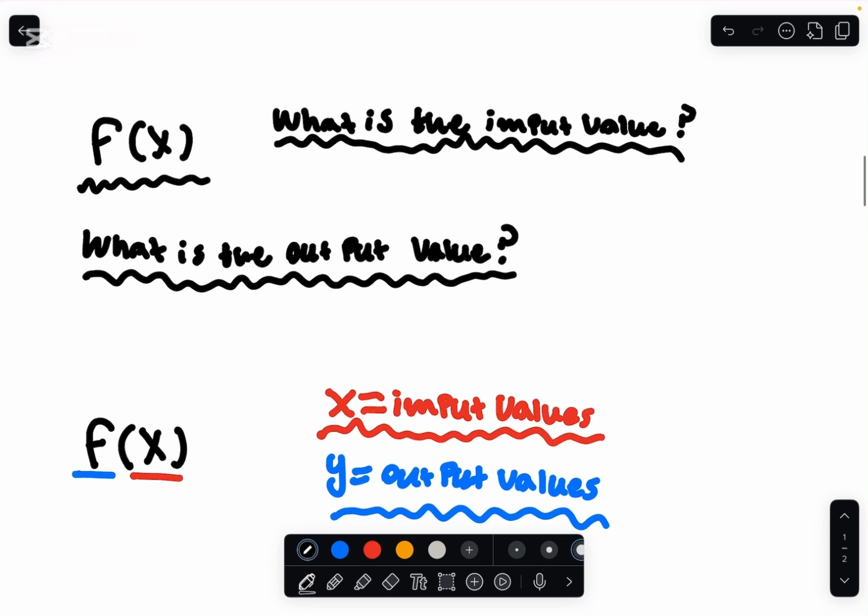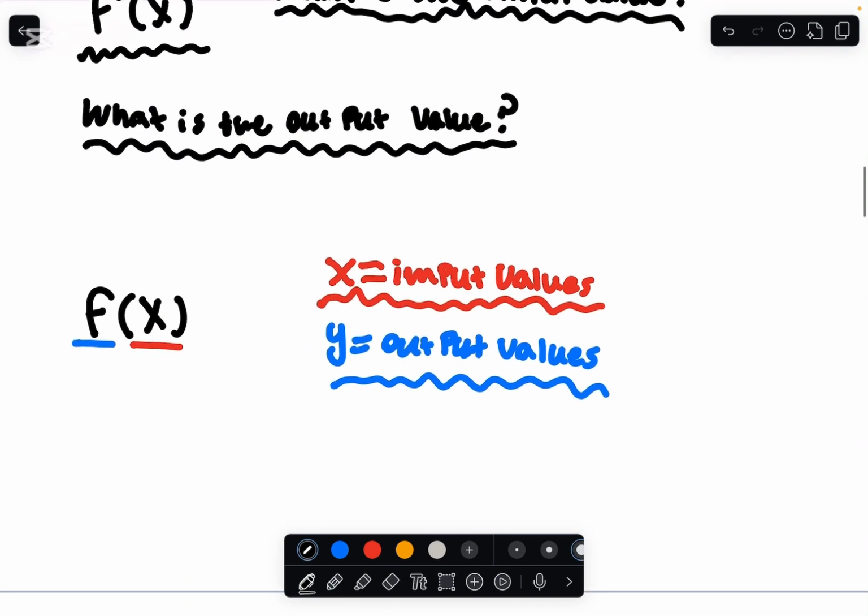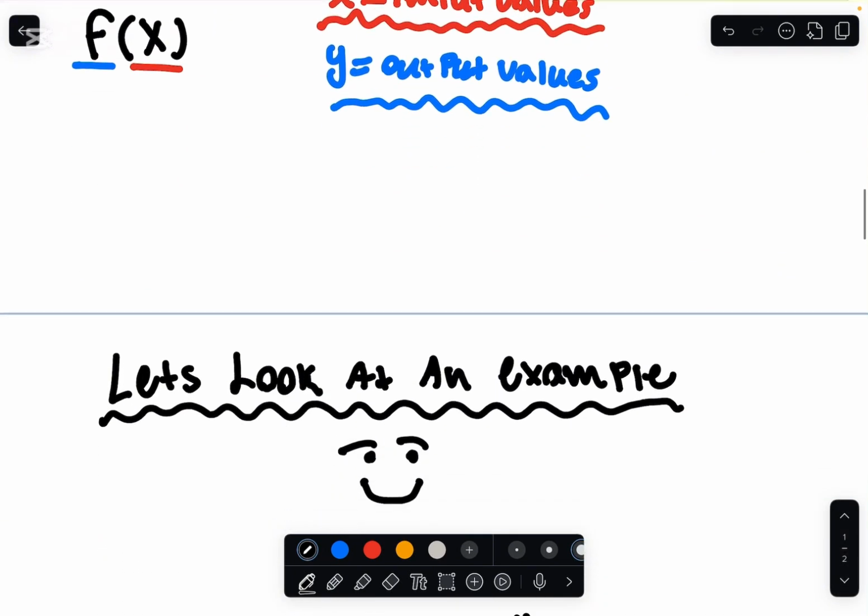What is the input value in f of x, and what is the output value of f of x? As mentioned before, our x values are our input values, and our y values are our output values. Normally f of x is also known as y, but in this scenario, we're just going to replace f with y and x with x. Let's look at an example.